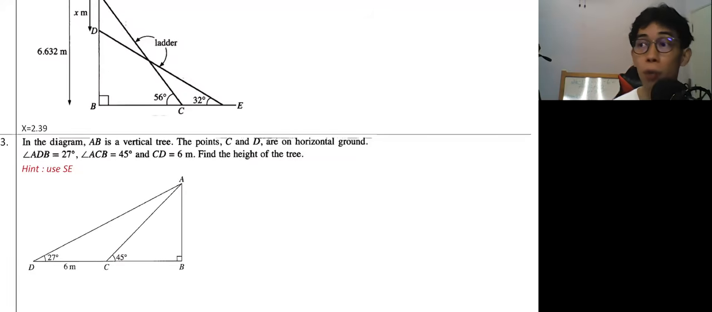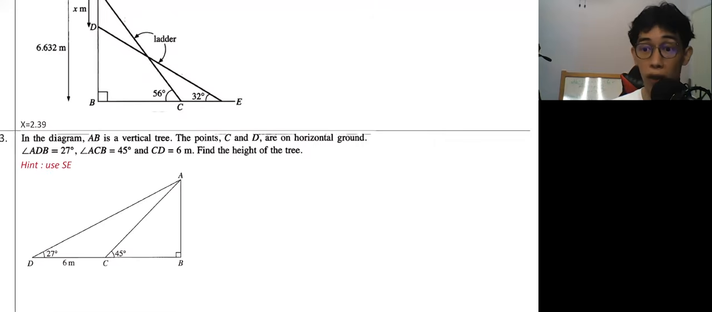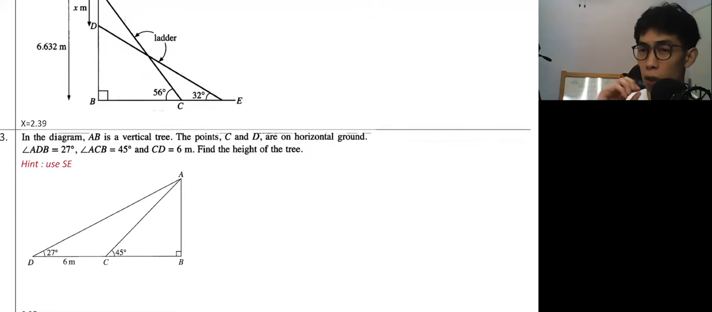I'll give you 2-3 minutes. If you can get the answer, you type it out. If you cannot, it's fine, I will be showing you. By the way, the 6.25 answer is not accurate, so later I'll be using the longest decimal point to continue. You can try it now. Try to brainstorm a bit.